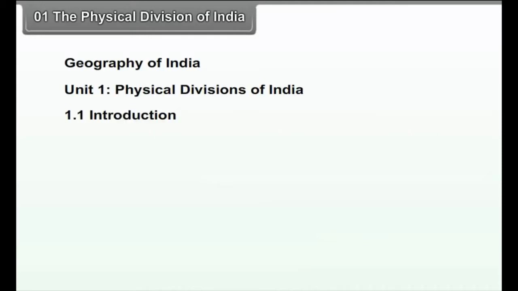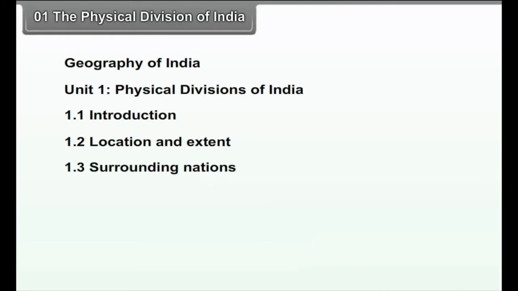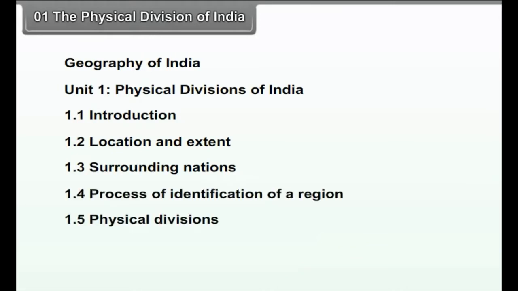1.1 Introduction. 1.2 Location and Extent. 1.3 Surrounding Nations. 1.4 Process of Identification of a Region. 1.5 Physical Divisions.